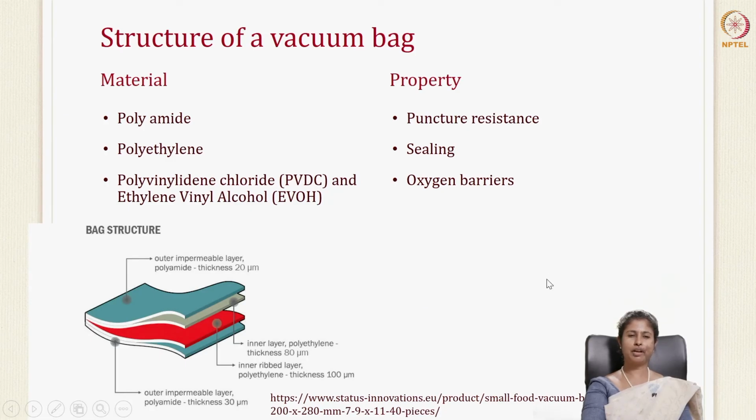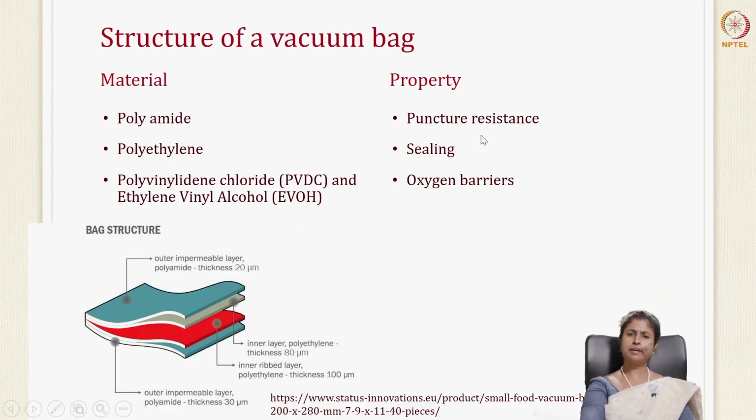Look at the structure of a vacuum bag. As I said before, the materials should be impermeable to gas. Once your vacuum package is made, no gas should be allowed to enter or leave the package. Vacuum should be maintained, or there should be no gas inside the package. The materials are usually impermeable ones like polyamides, polyethylene, polyvinylidene chloride and ethylene vinyl alcohol. These are some of the best barrier plastics available in the packaging industries.